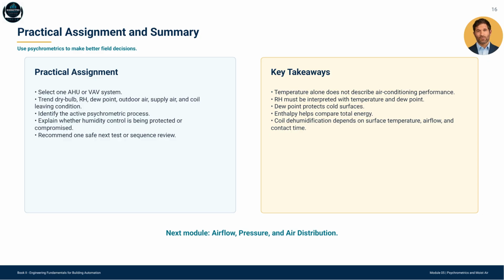Your recommendation should be based on evidence. Explain whether humidity control is being protected or compromised. Identify the weakest measurement, and propose one safe next test or sequence review. The key takeaway is this: temperature tells only part of the story. Moisture determines comfort, condensation risk, coil behavior, and many BAS decisions. Next, we will build on this by studying airflow, pressure, and air distribution.